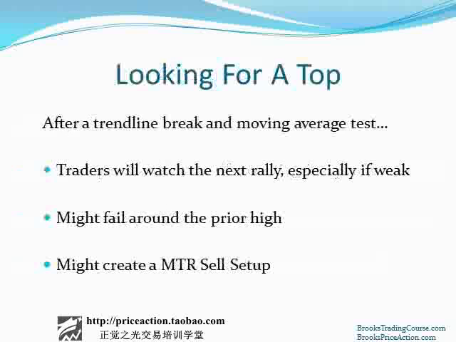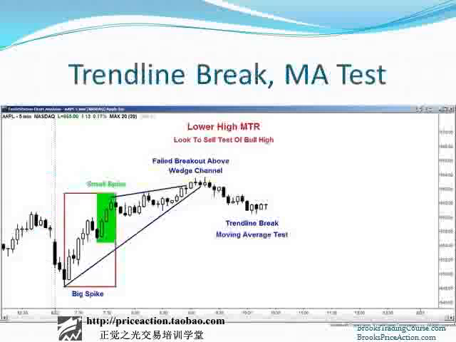When you're looking for a top, you're waiting for a break below the bull trend line and then a moving average test, and then traders will watch the next rally, especially if it's weak. They're expecting the next rally to fail around the prior high, and this would create a major trend reversal setup. So if you have the context, a trend line break, a moving average test, and then a rally testing the old high, and you have a signal bar, then you have a major trend reversal sell setup.